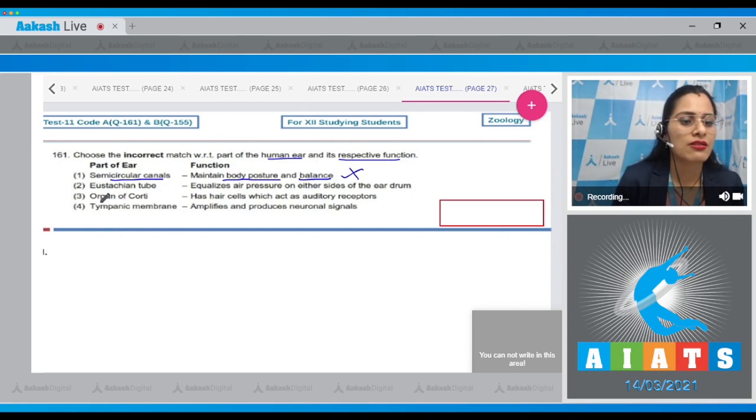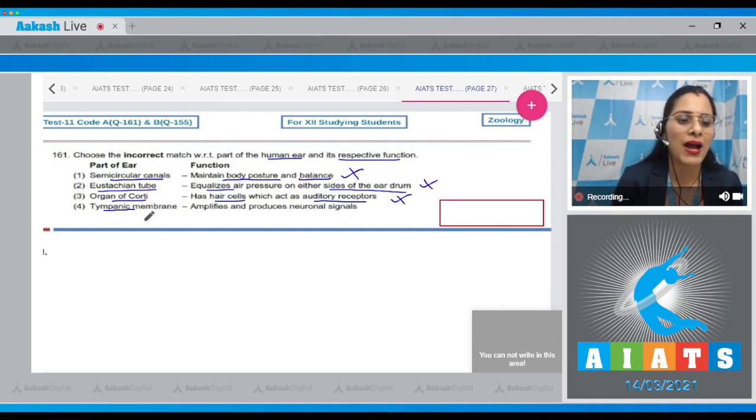The next option is eustachian tube. Eustachian tube equalizes air pressure on either side of the eardrum is also a correct match, so cannot be a correct answer. Option 3, organ of Corti, has hair cells which act as auditory receptors is also a correct option, so cannot be a correct answer.